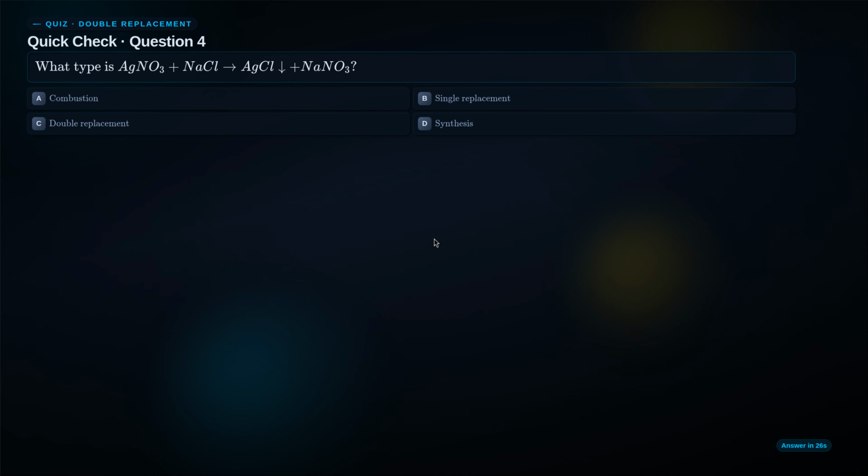Quiz question 4. Mixing sodium chloride solution with silver nitrate solution produces a white precipitate of silver chloride. Which type of reaction is this? Option A, synthesis. Option B, decomposition. Option C, single replacement. Option D, double replacement. Take a moment to decide. The correct answer will appear in 60 seconds.